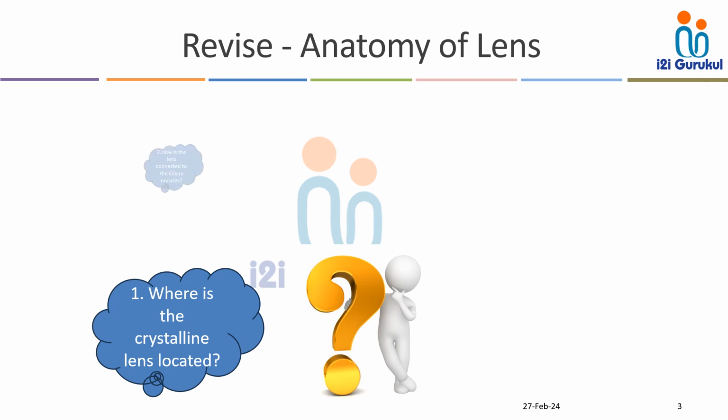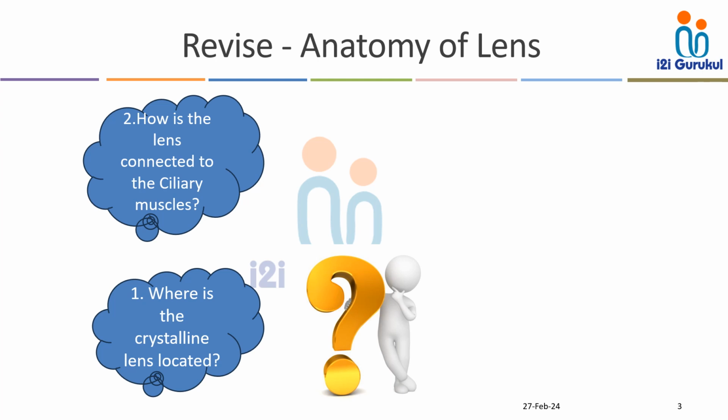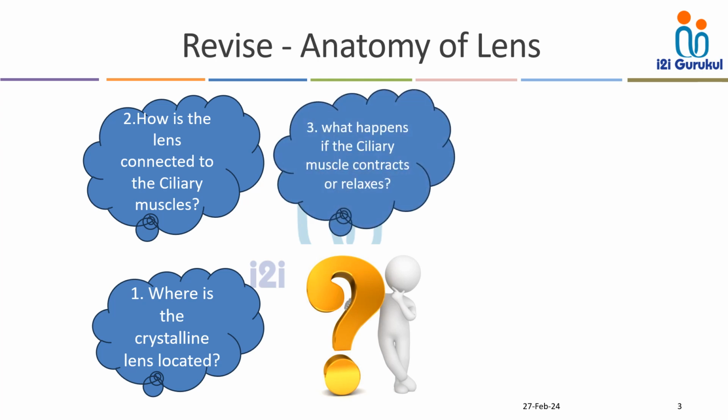Second question, how is the lens connected to the ciliary muscles? The answer is by the zonules. And the third question, what happens if the ciliary muscles contract or relax? The answer is the zonules help to change the shape of the lens to focus far and near objects.